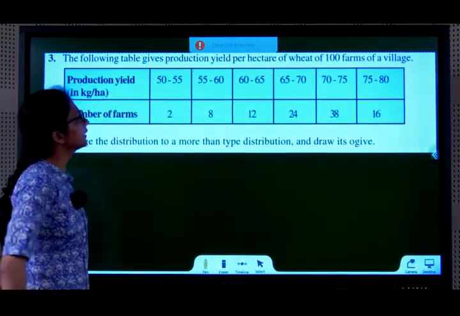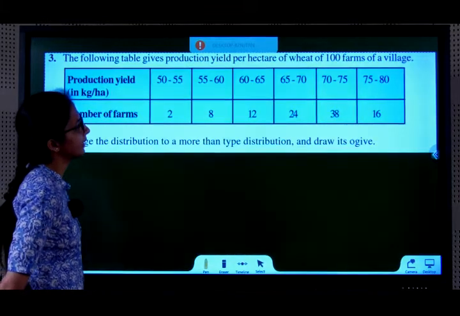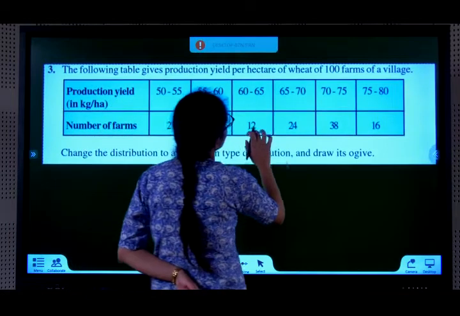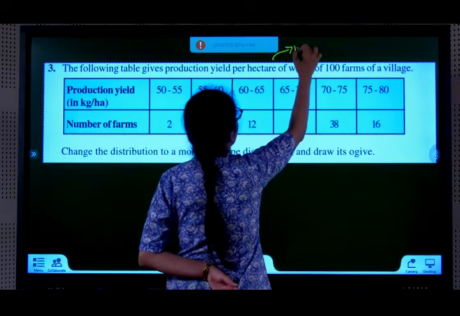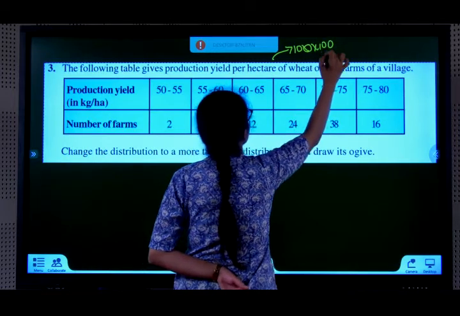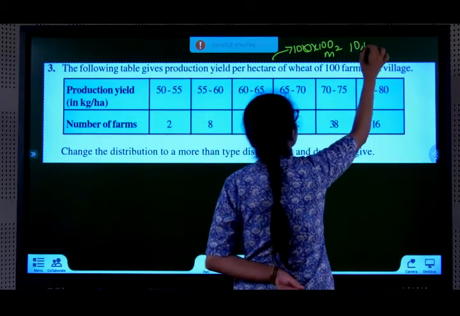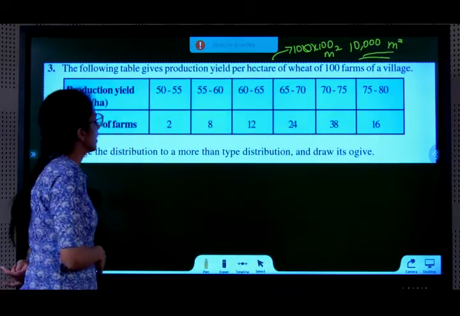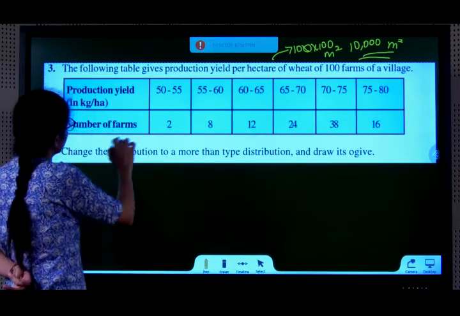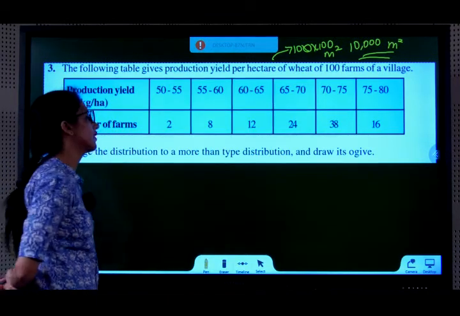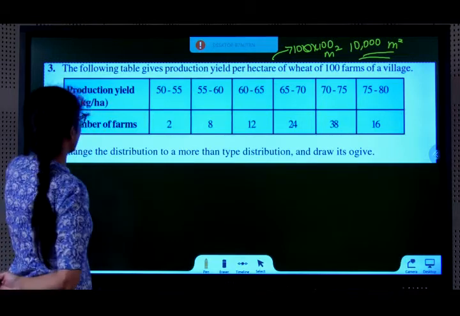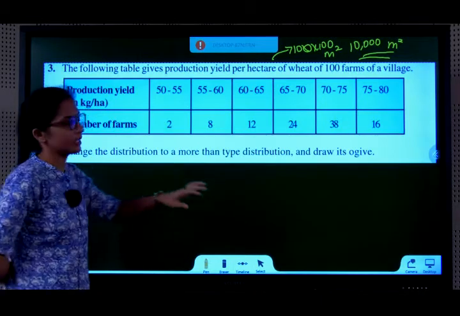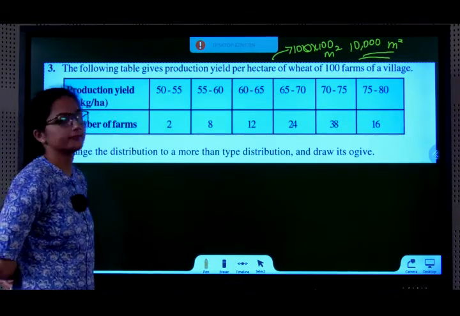Question 3. The following table gives the production yield per hectare of wheat of 100 farms of a village. What is hectare? Hectare is nothing but the unit of area. It is 100 into 100 meter square, or in other words 10,000 meter square. 1 hectare is 10,000 meter square. Production yield in kg and number of farms. Change the distribution table to a more than distribution and draw its ogive. Very easy. Class is given, converted to more than type. Frequency is given, converted to cumulative frequency. Draw the table. We'll see if it matches.